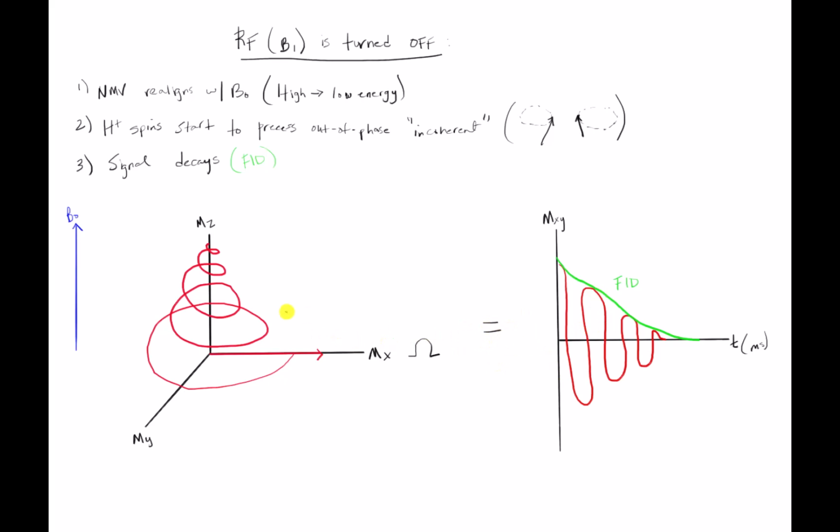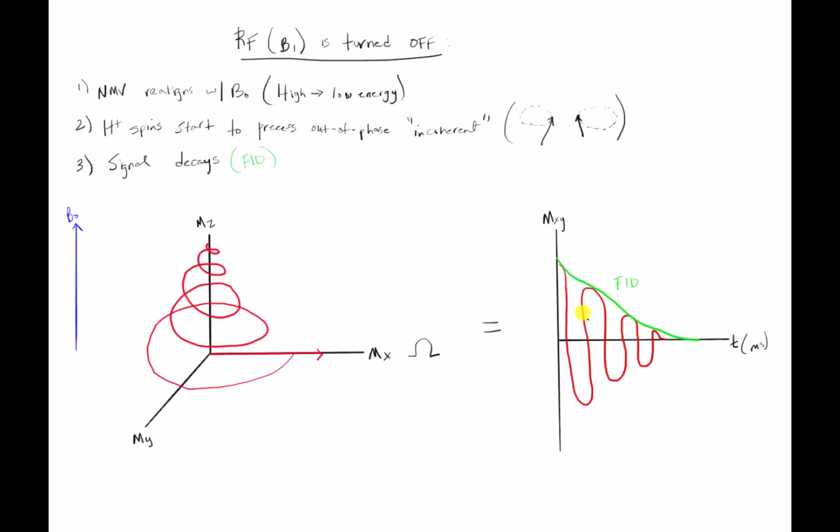So here you have a three-dimensional drawing of that net magnetic vector realigning with B sub 0, and you can see that on the transverse axis, which is where the receiving coil is, that net magnetic vector is slowly reducing in size and realigning with B sub 0.